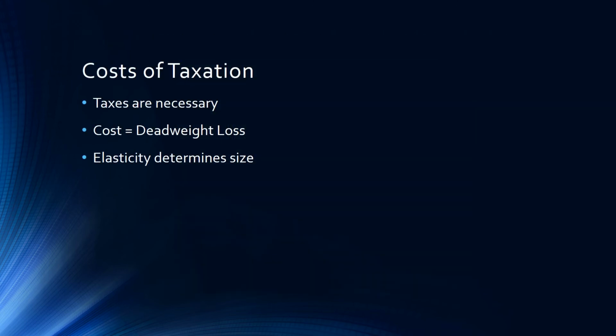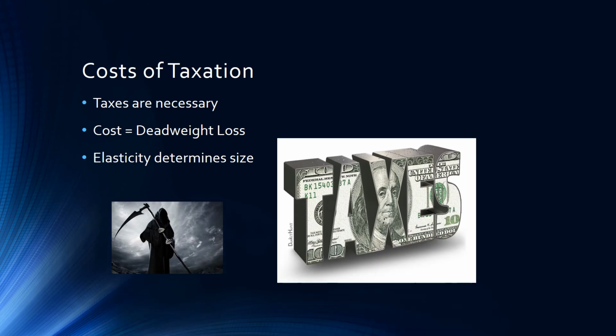In conclusion, taxes are necessary in a modern, functional society. There will always be a cost for taxation. The cost is the deadweight loss, which takes us further away from efficiency. Last, elasticity of supply and demand is what determines the size of the deadweight loss. So I guess what they say is true. Nothing is certain in life except for death and taxes, including who will be taxed and how much tax will be paid.